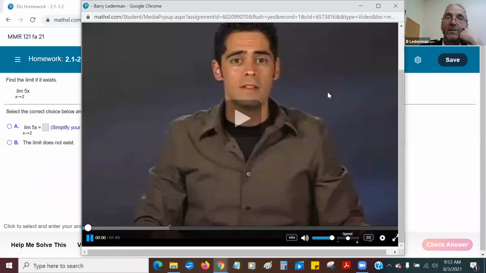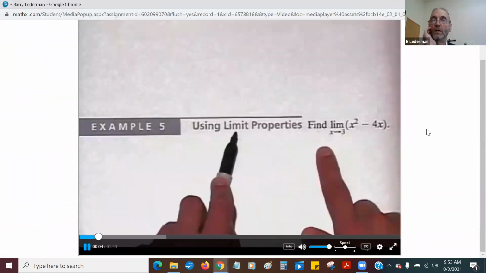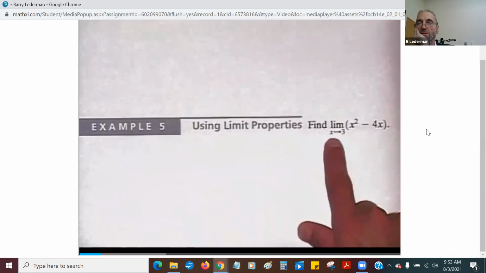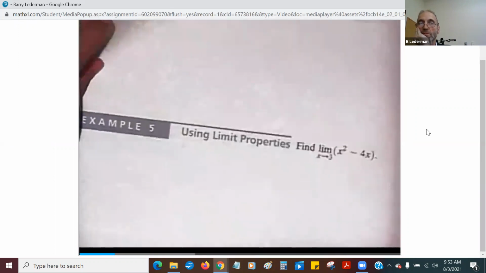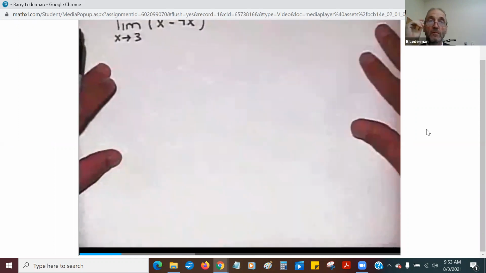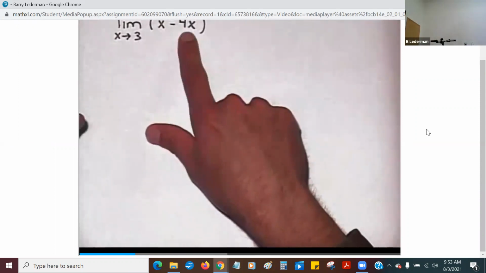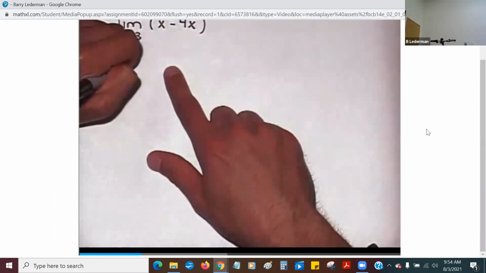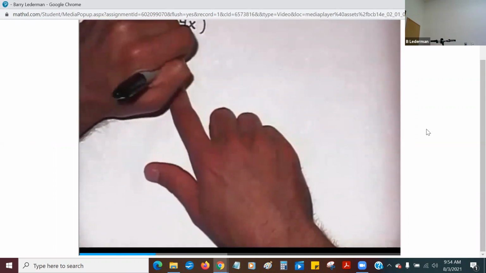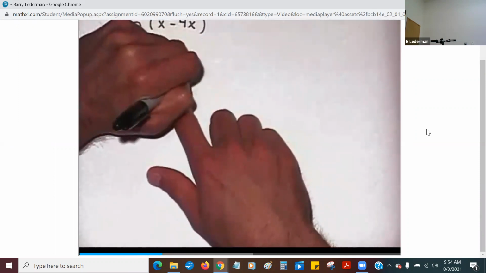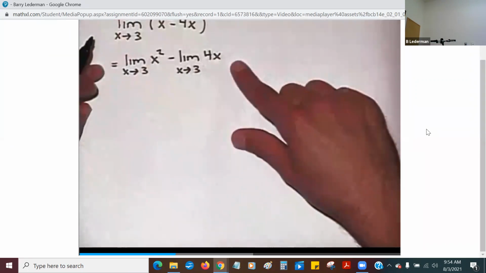Let's look at some of the basic properties of limits. In this problem, we're going to use our limit properties to find the limit as x approaches 3 of x squared minus 4x. To do this, we're going to use the fact that property 4 allows us to split a difference of two things into two limits. So I'm going to say the limit as x approaches 3 of x squared minus the limit as x approaches 3 of 4x. That's property 4 from here to here.